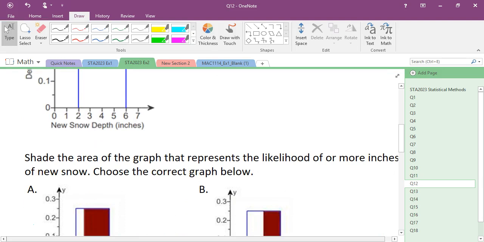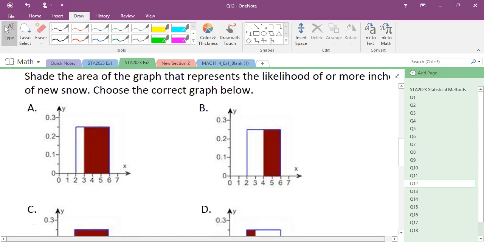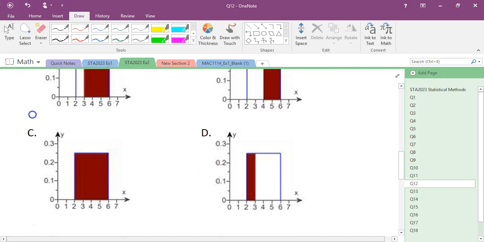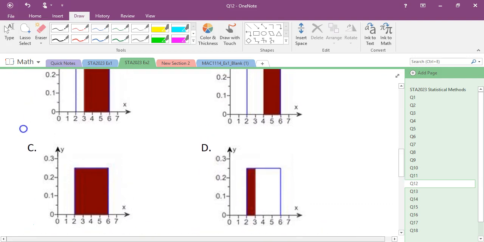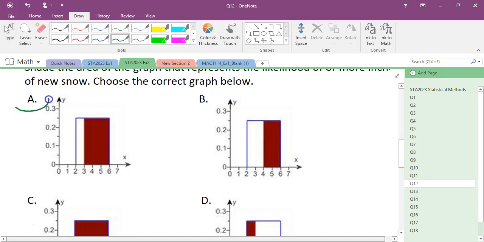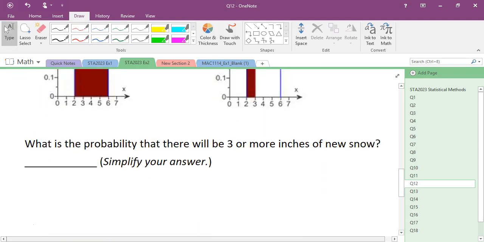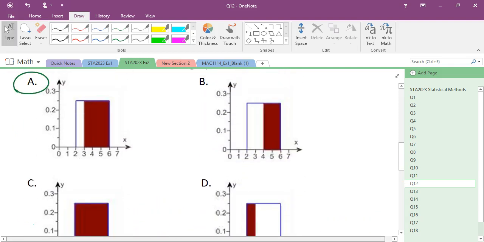So the first things first, which of these graphs represents the shaded area of 3 inches or more? Definitely A, because A is the one that starts at 3 and goes up. So we're looking at A as our PDF curve. And then all we're going to do is find the probability for this. And our probability will stay as a decimal, just so you know.